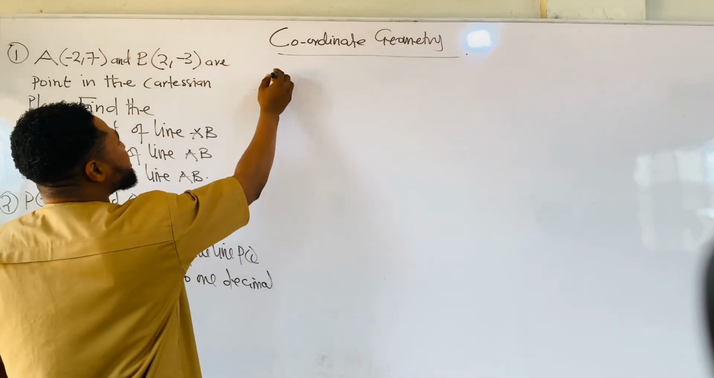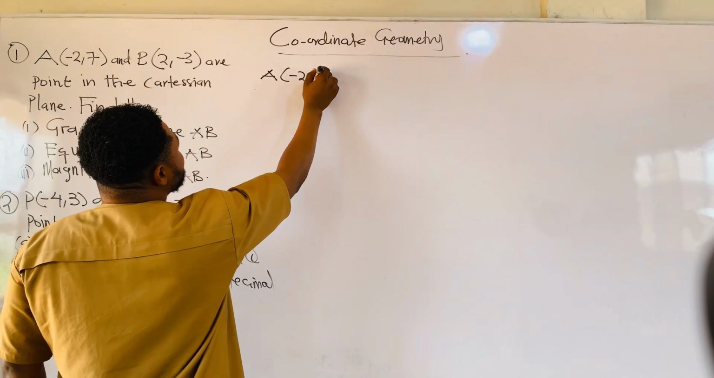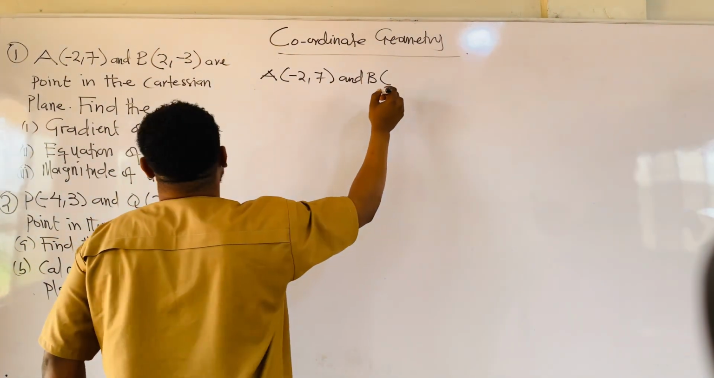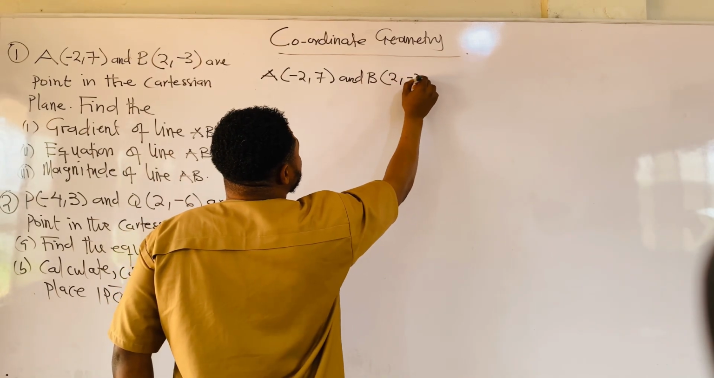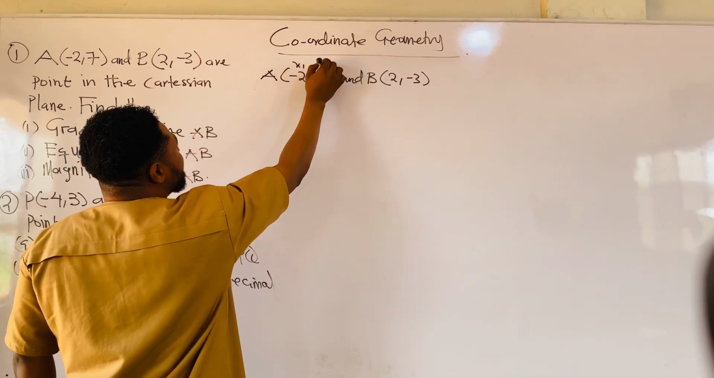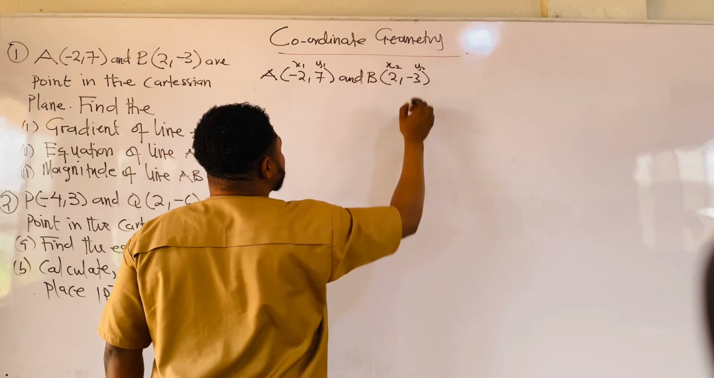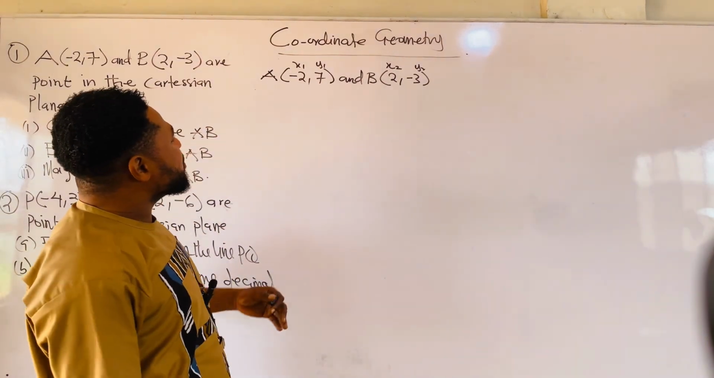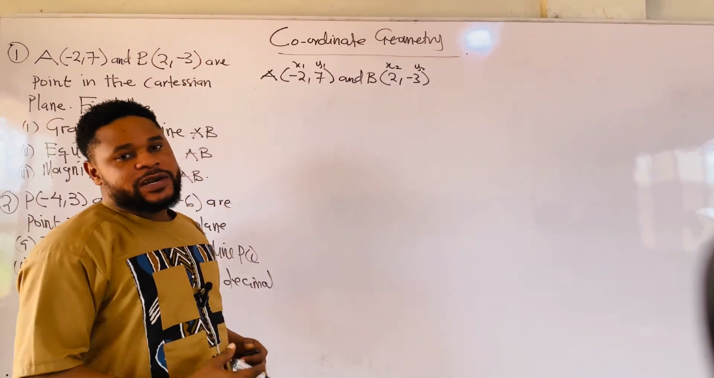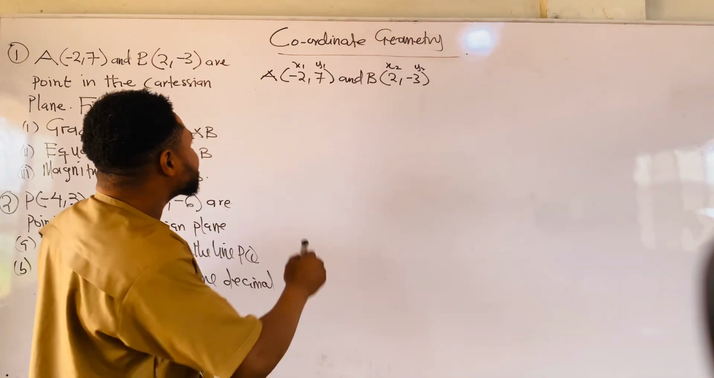All right, from question 1, we have been given the coordinate for A, which is negative 2, 7. And also, we have the coordinate for B, which is 2, negative 3. Now, the first coordinate, we name it x1, y1. The second one, we name it x2, y2. Now, we want to learn how we can use these two coordinates to find gradient of a line. Now, let us look at the formula for gradient of a line.